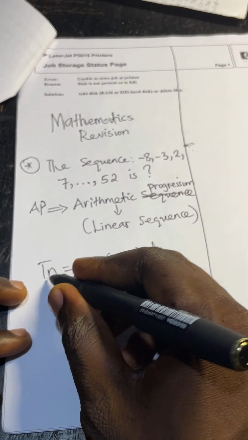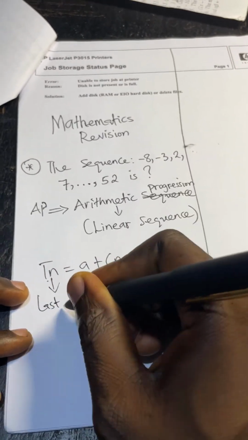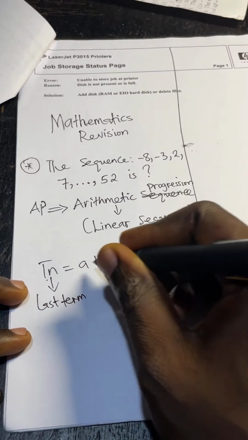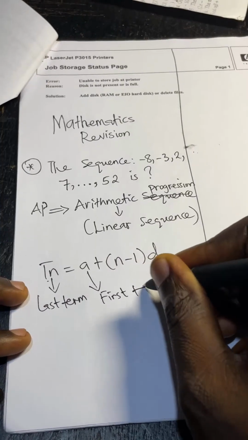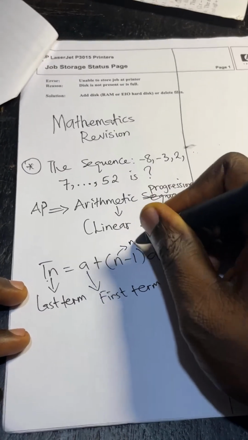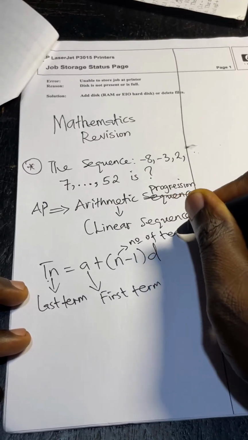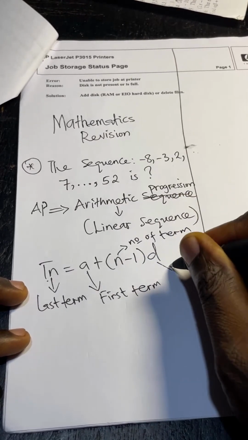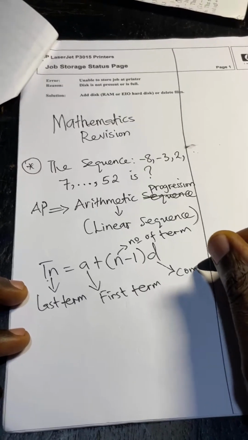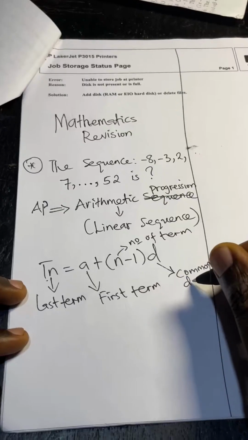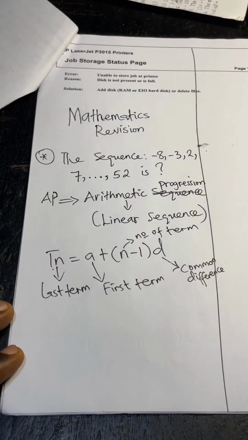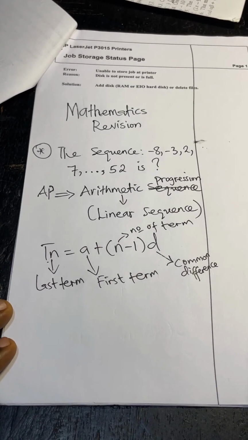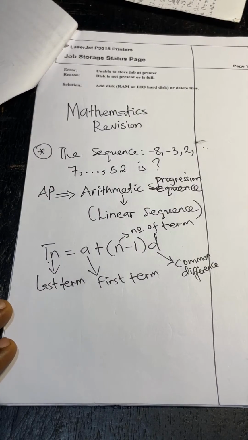Now, this Tn stands for the last term. a stands for first term. n stands for number of terms. And of course, this d stands for what we call the common difference. That is the main thing I want to pick at, common difference. It is this common difference that helps you to determine whether a given set of numbers is AP or GP. If it is AP, it will go by either addition or subtraction.